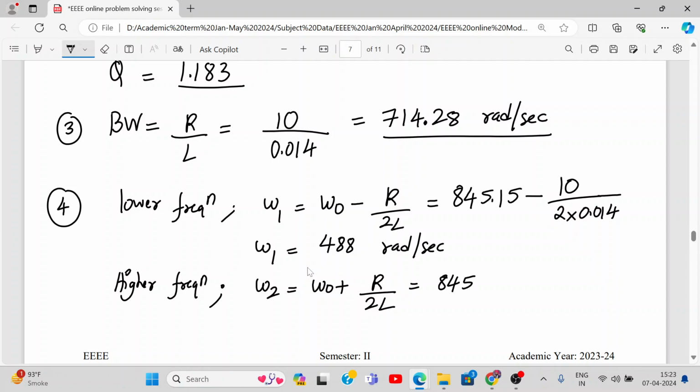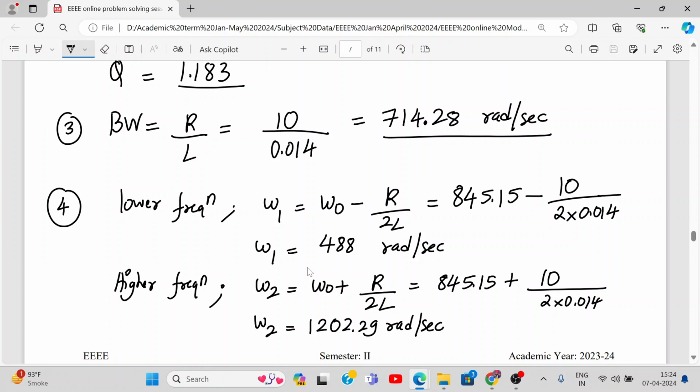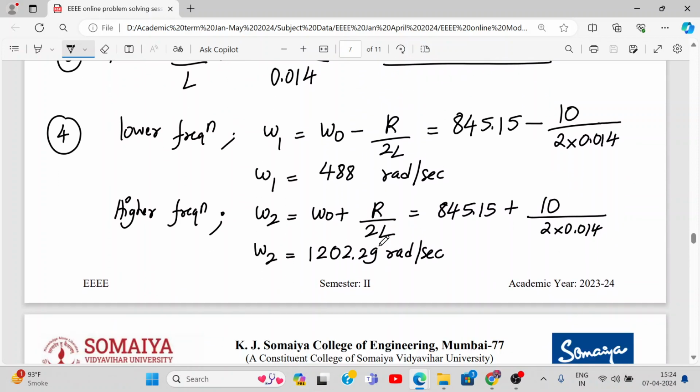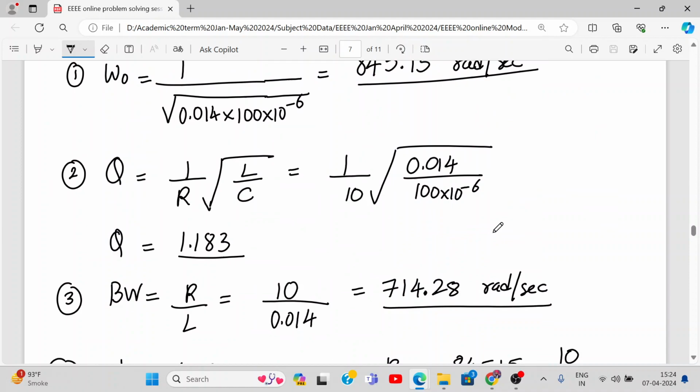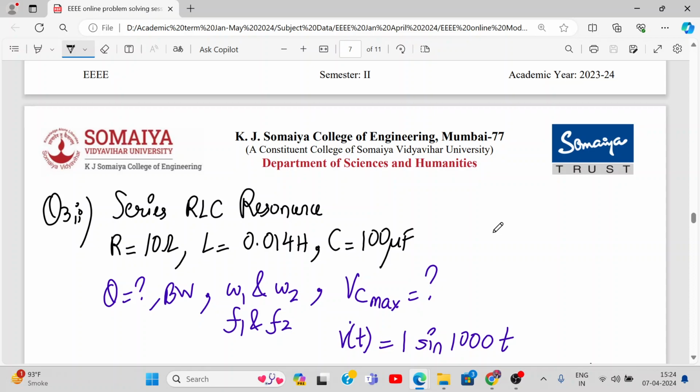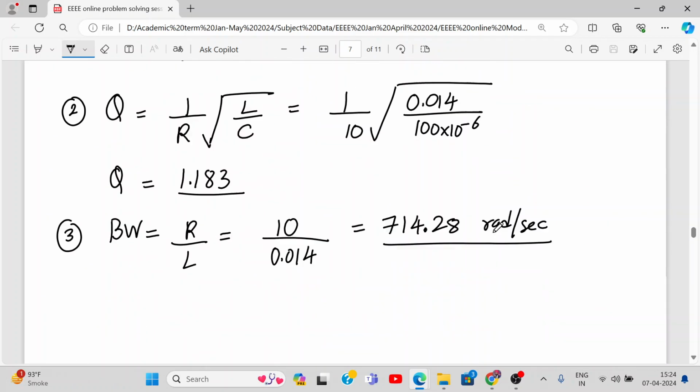This is 845.15 plus 10 divided by 2 into 0.014. So omega 2 is how much? Is it 1200? Yes or no? Okay, very good. Now remember, it's a series RLC resonance circuit, okay?